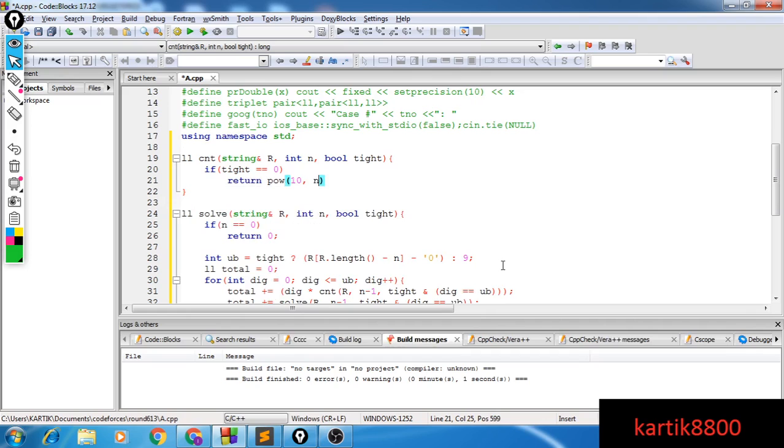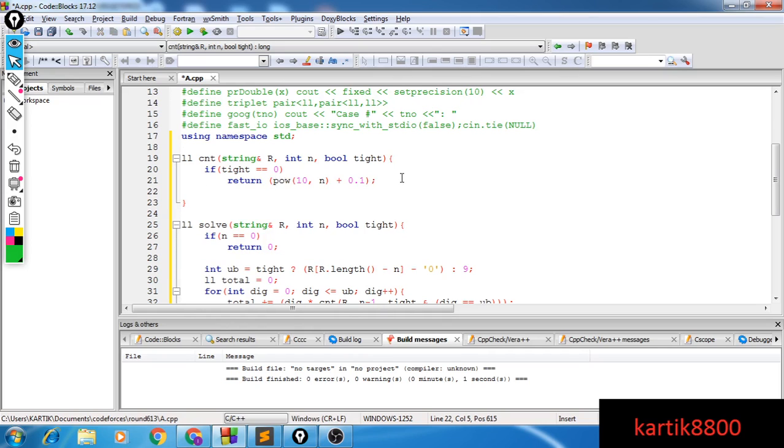Now using this power function is never a good idea because it generates a decimal result. So what I'll do is I'll add 0.1 to it. So even if it's a bit here or there, instead of generating a result of 1000, let's say it generates 999.99999, it becomes 1000. Or even if it generates 1000.00001, then also it stays 1000 in integer. This 0.1 helps in that. Now if tight is 0, you can simply return it.